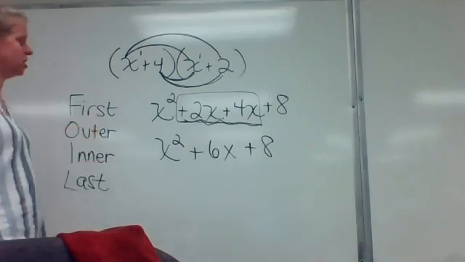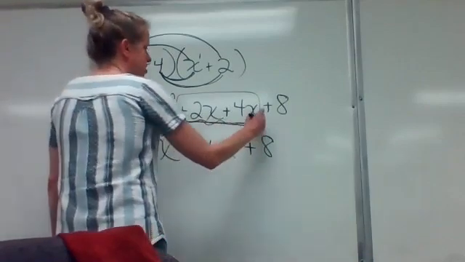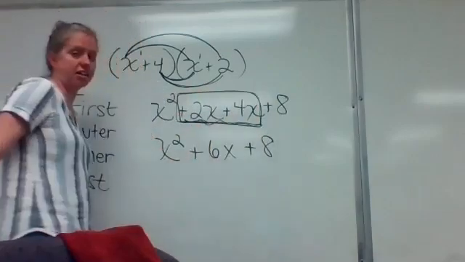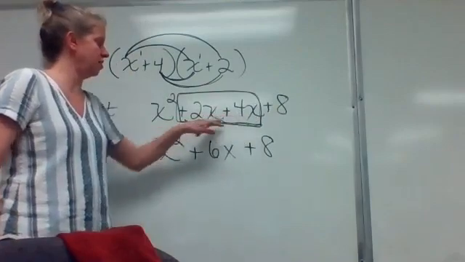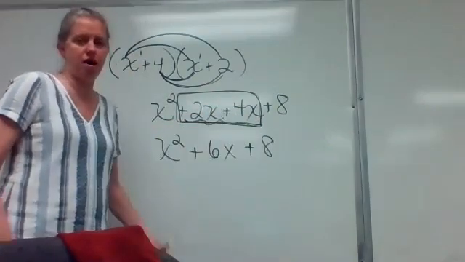So again, first, outer, inner, last. Then you'll look at your middle two terms. A lot of times they're going to be able to be pushed together. And when you put terms together, you don't do anything with their exponents.